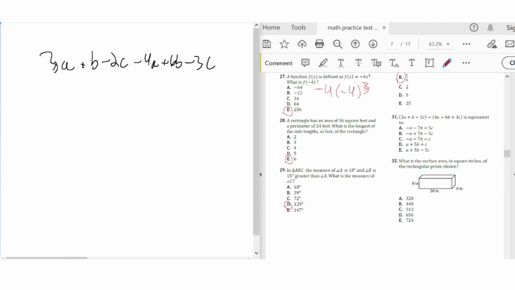All right, so now all we have to do is combine like terms. Notice that the signs of each of the terms in here are flipped. So 3a plus negative 4a is negative a. 1b plus 6b is 7b. Finally, negative 2c minus 3c is negative 5c. Looking at our answers, it looks like negative a plus 7b minus 5c, B, is our answer.